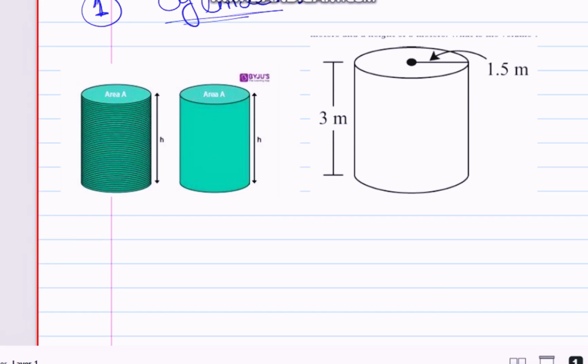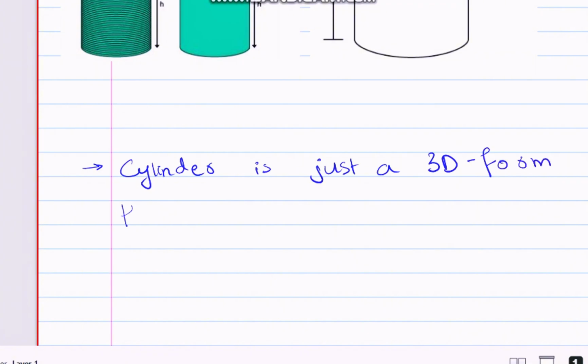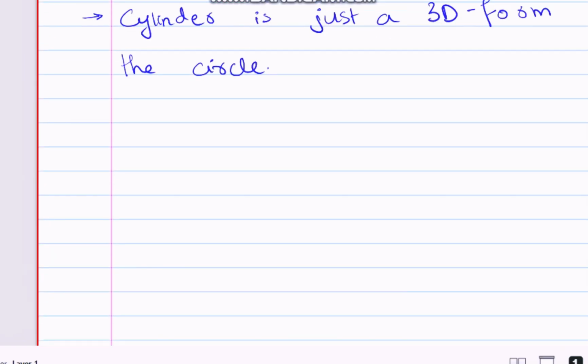Now what is a cylinder? Basically, a cylinder is just a 3D form of the circle. It is a very important concept again. For example, what is the circle? We know that a circle is very simple. It is this thing. Now, what will be the cylinder?